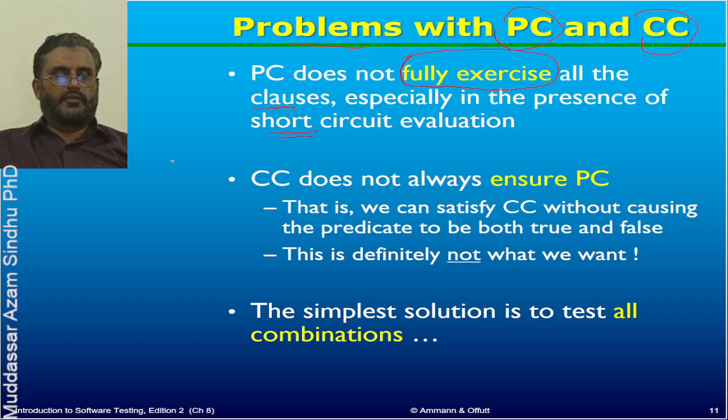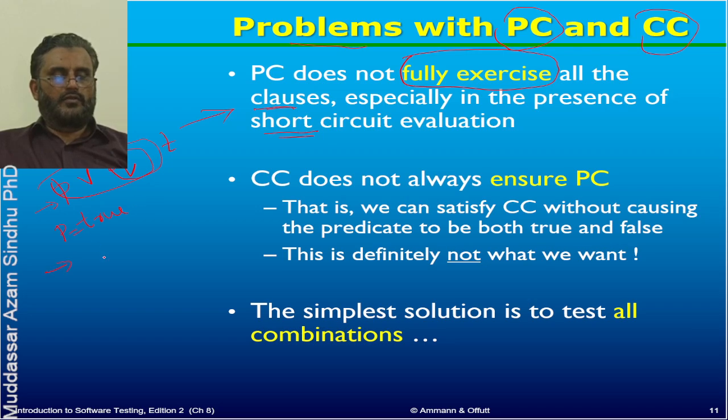If you are not aware of short circuit evaluation, what do we mean by that? For example, if I have a predicate like P or Q, and we know that P has the value true, then it doesn't matter what value Q is going to have. So we can just look at P. If it is true, then this whole predicate will evaluate to true. It doesn't matter whether Q is true or false, the predicate will definitely evaluate to true. So we don't need to bother about Q. That is exactly this problem, that predicate coverage does not need to exercise all the clauses all the time.